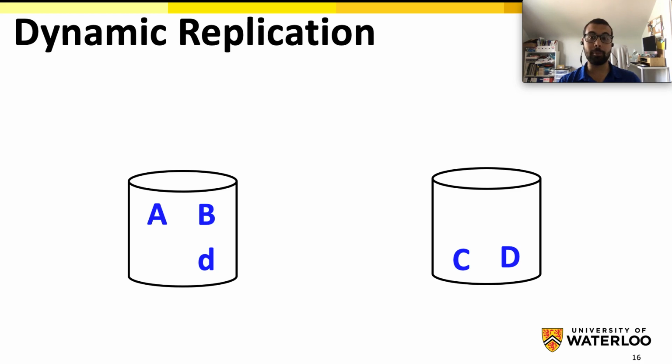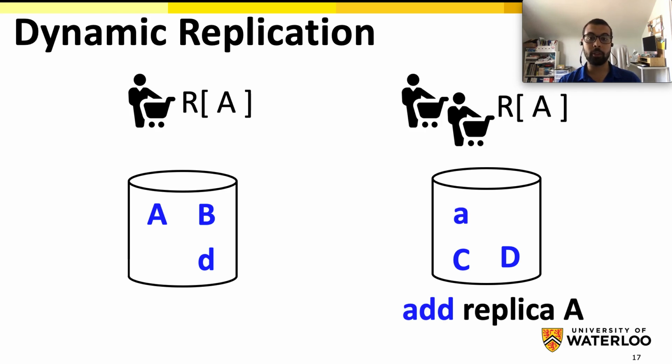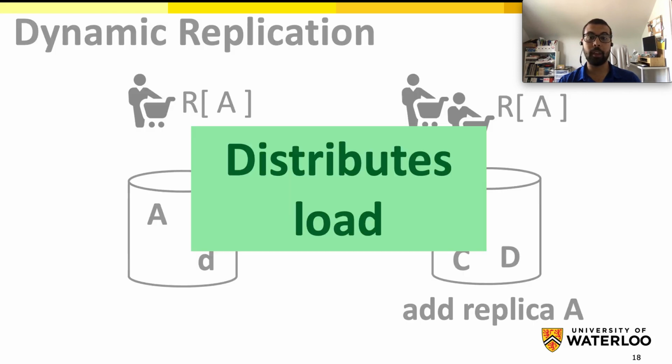Let's start with dynamic replication, using a running example with the following data layout. Suppose many clients are reading A. We've seen how replication allows the distribution of read operations. By adding a replica of A on the fly, we distribute the read queries among sites and distribute load.